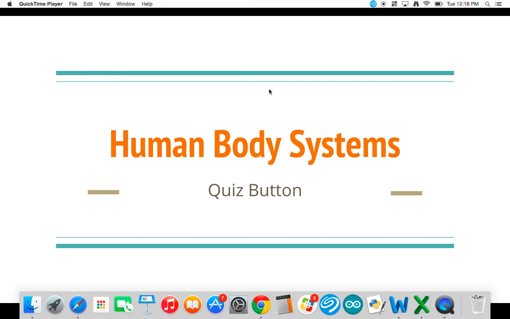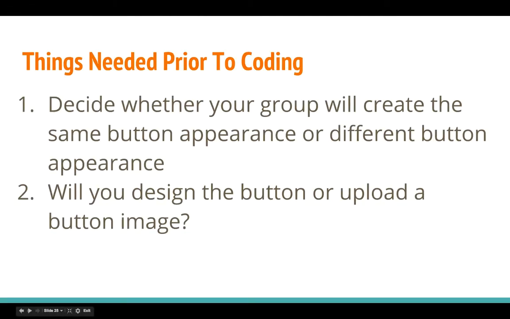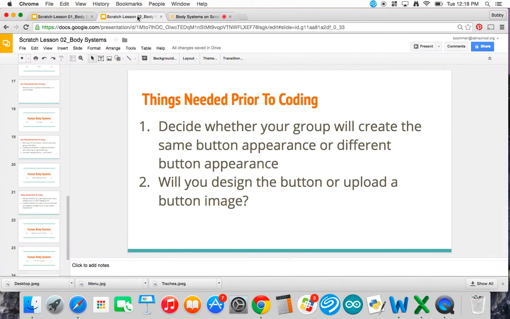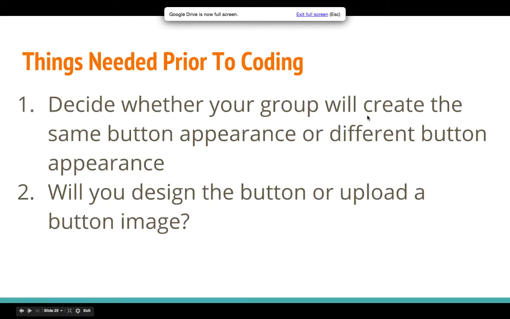Body Systems project and the computer science component where we create a quiz button. A couple things to keep in mind prior to coding. You need to decide as a group whether your group will create the same button appearance or different button appearances. If you take a look at mine, you can see that I decided to keep the same button appearance for all of my different buttons. So you just have to decide as a group whether you're going to create it as the same or different.